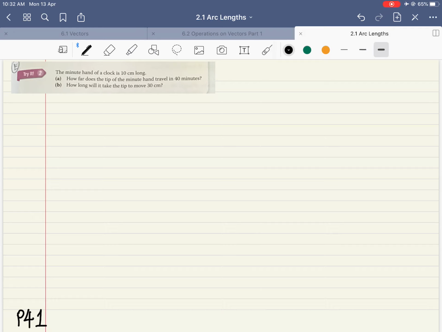Okay, I'm on page 41. We have Try It 2. The minute hand of a clock is 10 cm. How far does the minute hand travel in 40 minutes? So basically we need to find the angle. In 40 minutes, just imagine you're at 12, then 1, 2, 3, 4, 5, 6, 7, 8, that is 9.